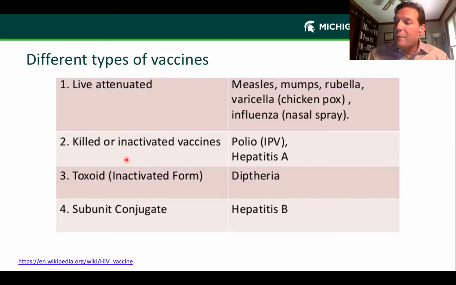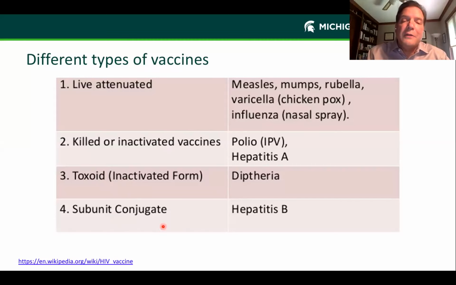Toxoids: everybody who's listening to this talk has been vaccinated with a toxoid against diphtheria toxin. This is a bacterial toxin that causes a lot of damage. The bacterium itself is really not that bad. It's less of a concern than the toxin that it makes, which causes the disease. So we've got vaccines that directly target the toxin and are made of inactivated forms of the toxin called toxoids.